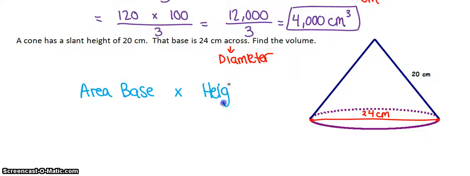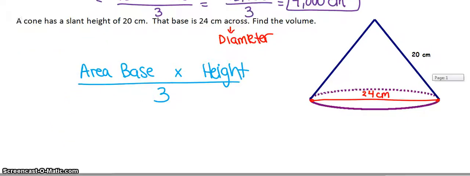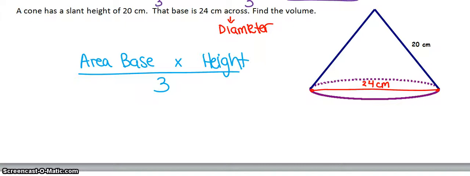Now remember, this is the formula for a cylinder. Area of the base times height. To get a cone, it's a third of the size, so you divide by 3. Okay, the area of a base is a circle, so to find the area of the base, that's just pi r squared. So it'd be pi times your radius squared. Now my diameter is 24. The radius is just from the middle out to an edge. So if the whole thing's 24, this piece here would be half. That would be 12. So instead of saying pi r squared, I would say the area of the base is pi times 12 squared. That's my radius.